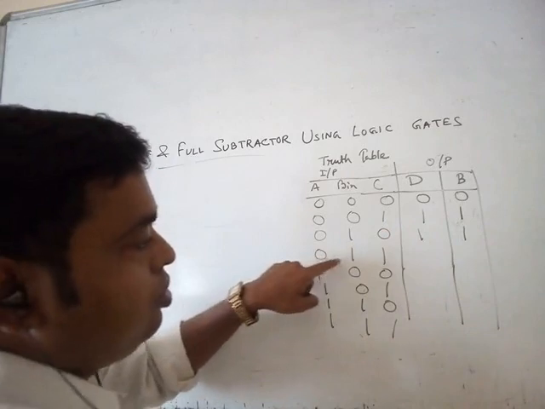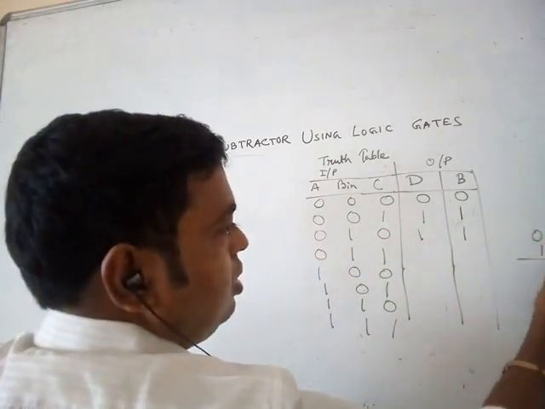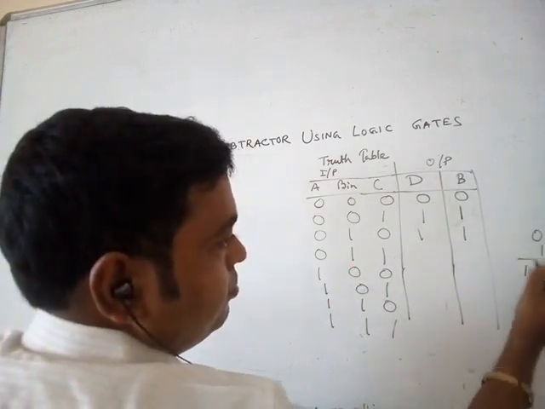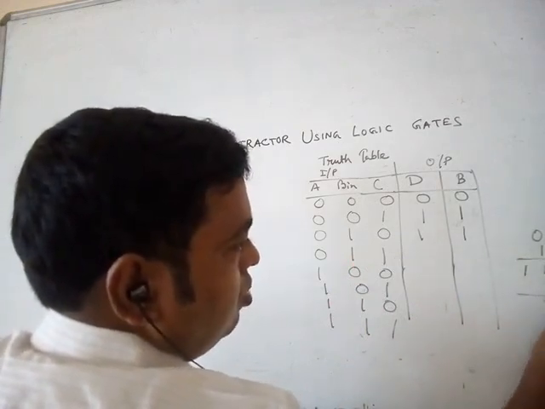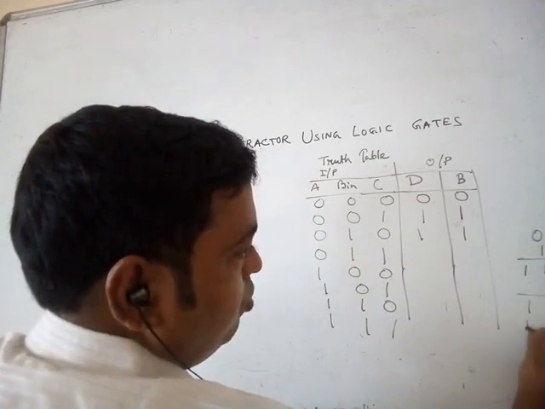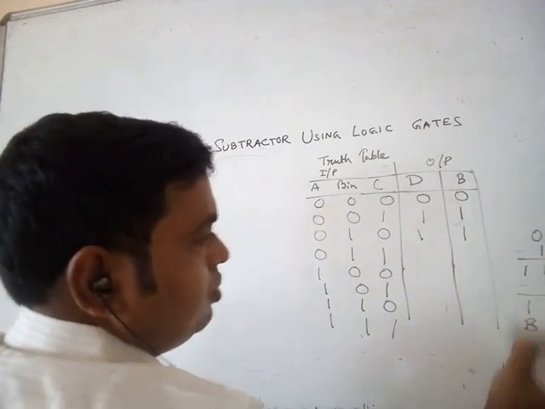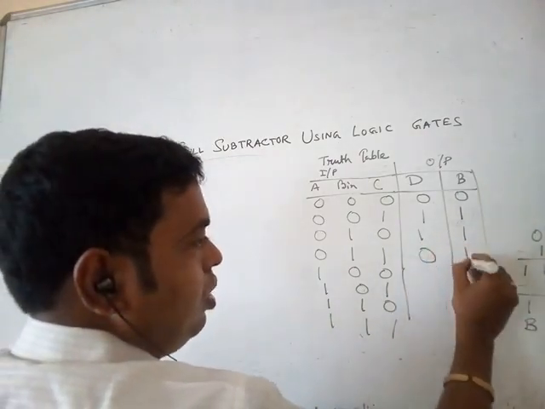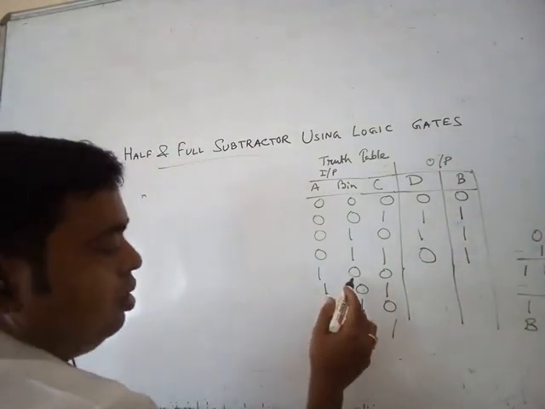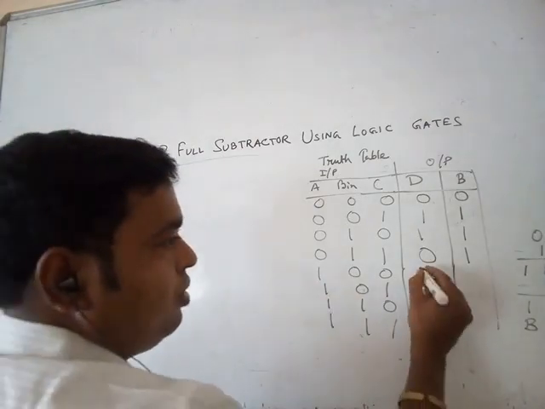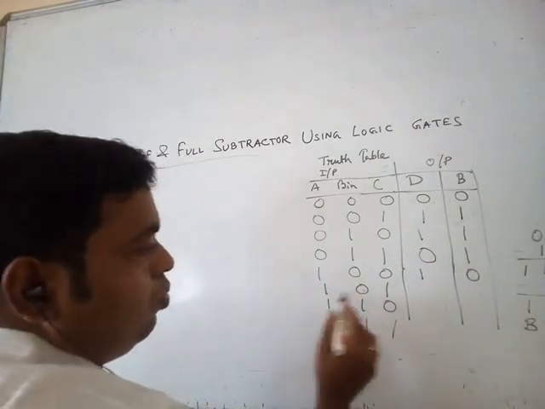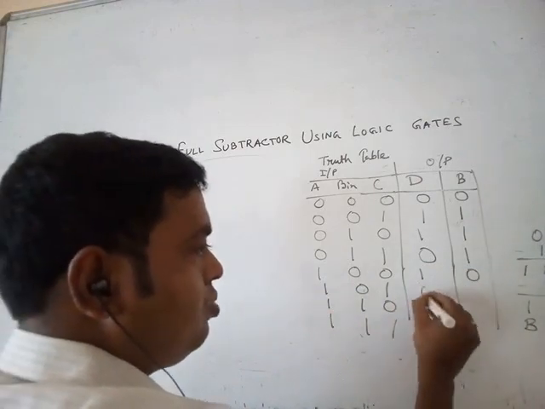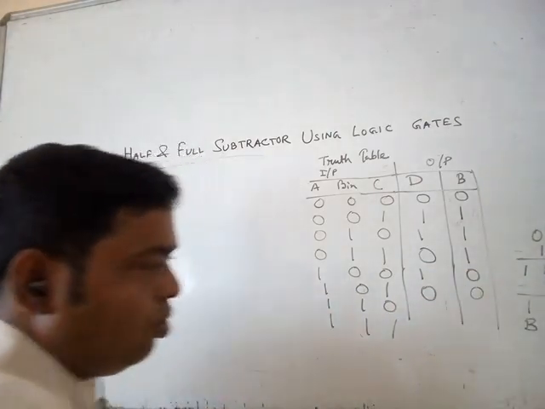Okay, from this 0 1, if you subtract 0 from 1, then difference 1, borrow 1. Then you subtract 1, then 1 minus 1 is 0 and 1. So difference is 0, borrow is 1. From 1 to 0, that is difference 1, borrow 0. 1 to 0, difference 1, borrow 0. If we subtract again 1, then difference will be 0, borrow will be 0.